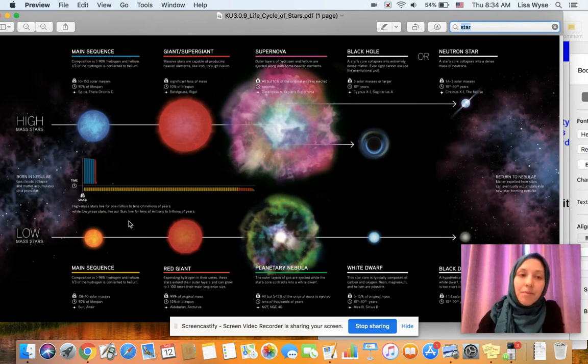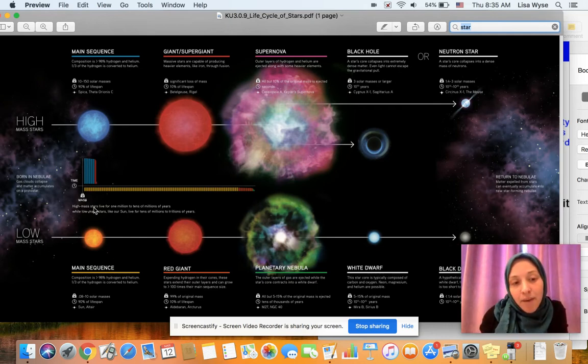it formed. So stars that are smaller are called low mass stars. These are stars like our sun. Okay, so our sun is considered a low mass star. So anything that would be significantly bigger than that would be a high mass star.